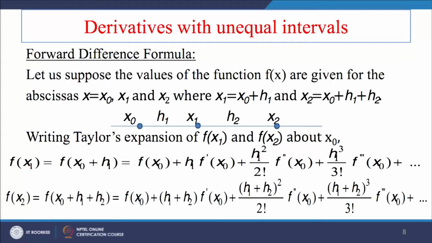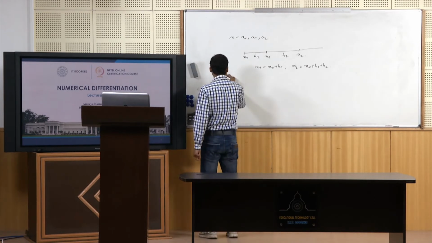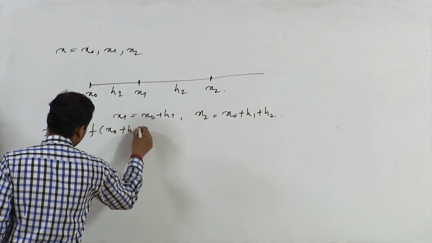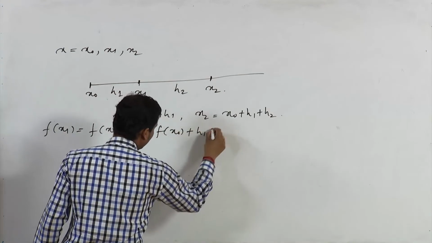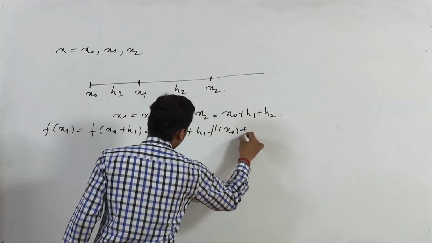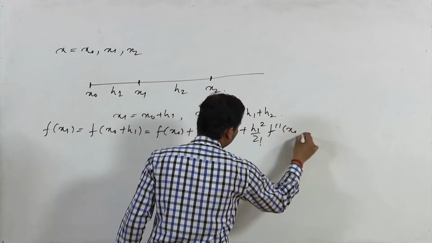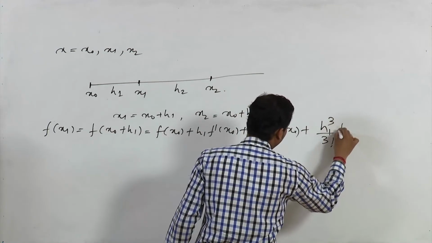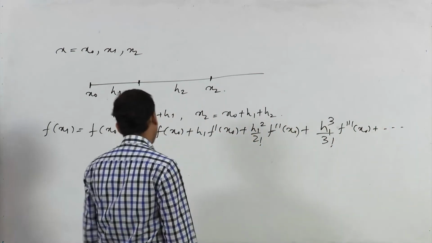If you do the Taylor series expansion of f of x1 and f of x2 about x0, then we can write f of x1 as f of x0 plus h1, and that can be written as f of x0 plus h1 f dash of x0 plus h1 square by factorial 2 f double dash of x0 plus h1 cube by factorial 3 f triple dash of x0 plus the rest of the terms.